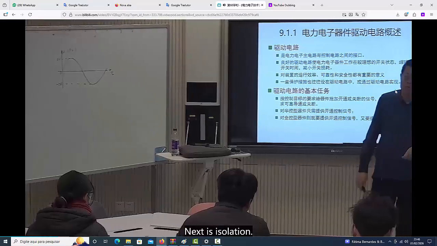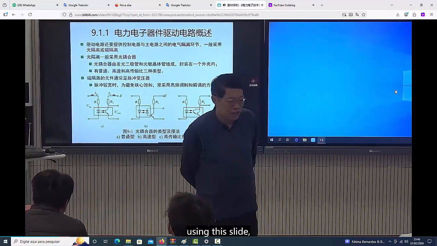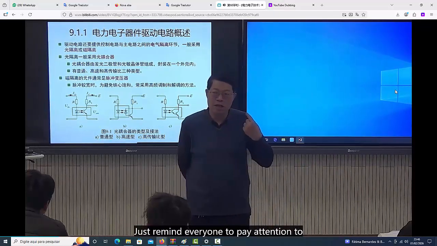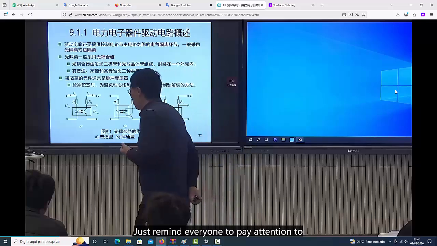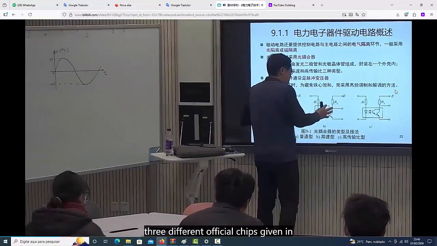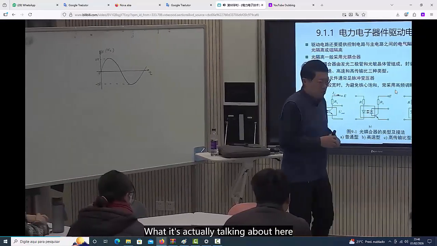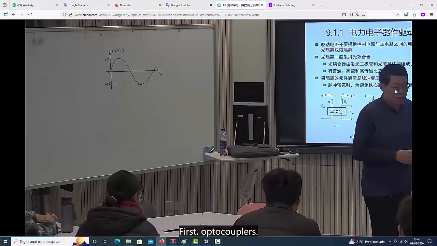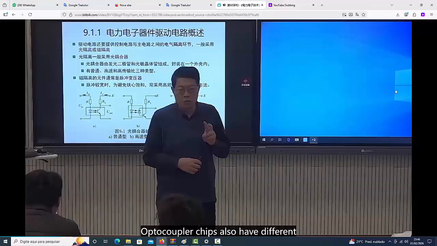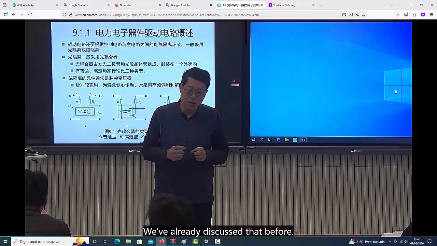Next is isolation. In fact, we already discussed this in section 2.1 using this slide, so there's no need to repeat it. Just remind everyone to pay attention to the internal structure diagrams of the 3 different chips given in the textbook. What it's actually talking about here are 2 things. First, optocouplers. Optocoupler chips also have different speeds. What is speed? We've already discussed that before.